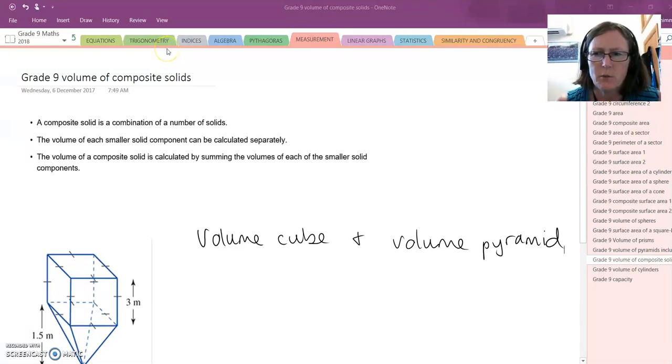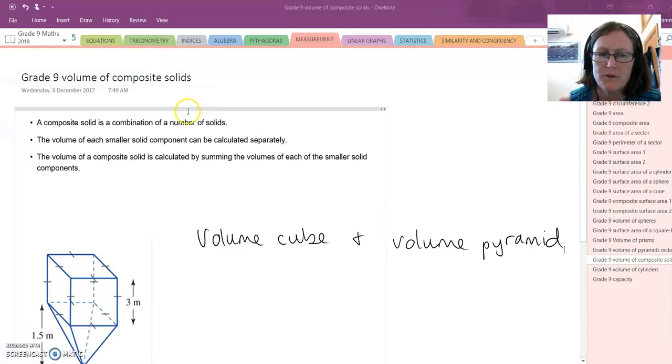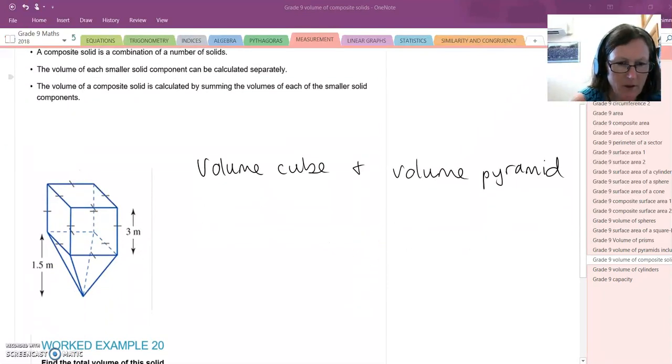So let's look at the volume of composite solids. A composite solid is a combination of a number of solids. So in this example here, we have a cube and we have a pyramid. To find the volume of that composite solid, I'm going to find the volume of my cube and add the volume of my pyramid. Adding the two together gives me the total volume of that composite solid.